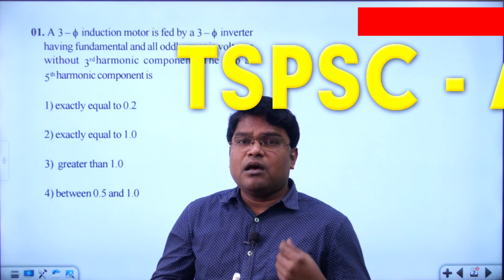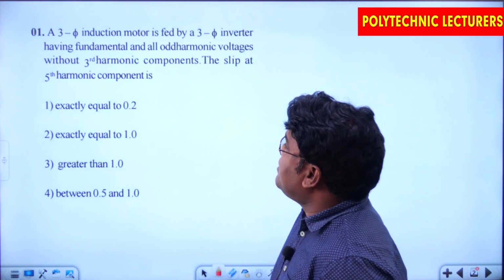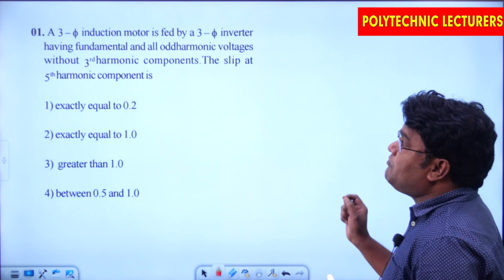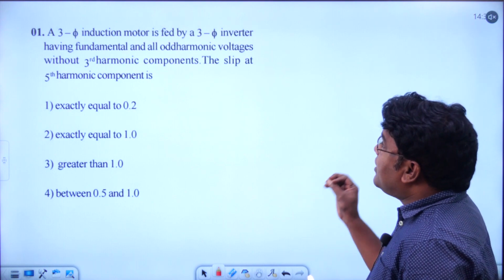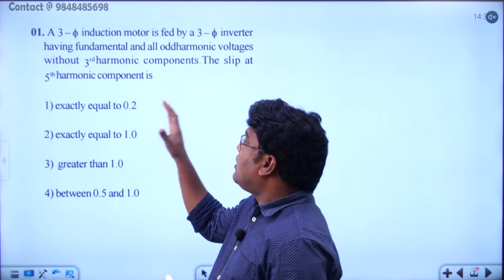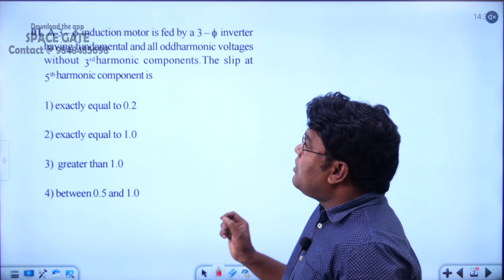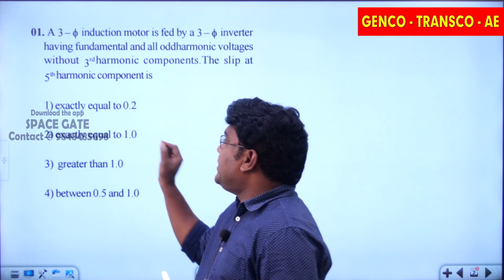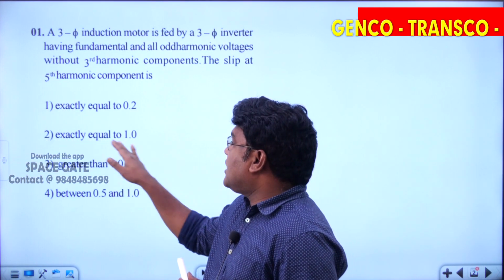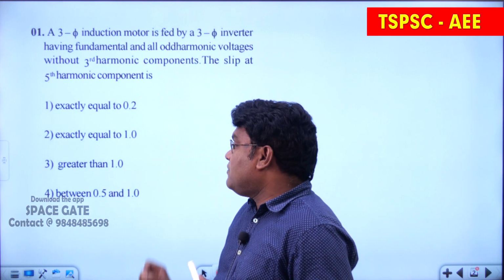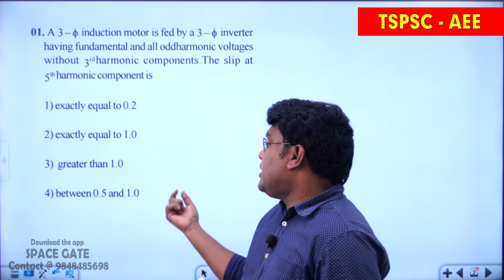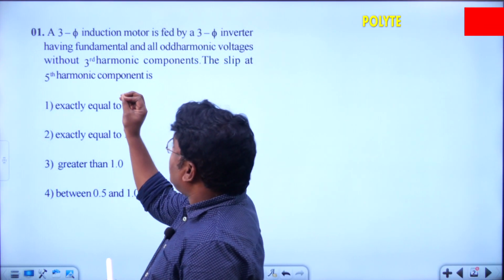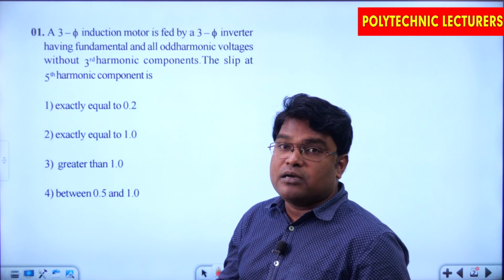Got it? Now let us solve another question. A three-phase induction motor is fed by a three-phase inverter having fundamental and all odd harmonic voltages without third harmonic components. The slip at fifth harmonic component is: option A, exactly equal to 0.2; exactly equal to 1; greater than 1; and between 0.5 and 1. This question belongs to the concept of induction machines, especially the induction motor.